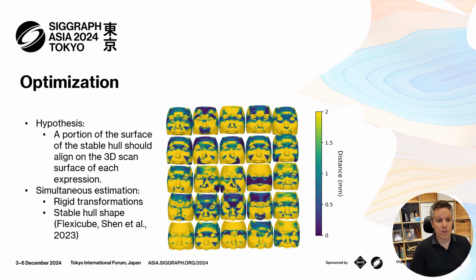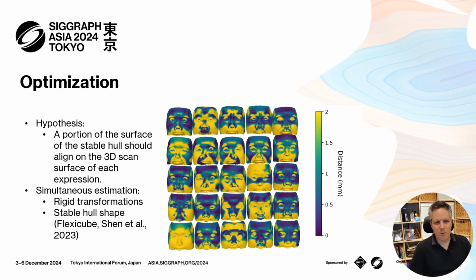Our optimization energy is based on the hypothesis that a portion of the surface of the stable hull should align on the 3D scan surface of each expression. The justification is that when doing expressions, muscle and other tissues move around. They can change thickness everywhere all at once. For example, raising eyebrows makes the forehead thicker, but it exposes the brow ridge bone. We optimize all expressions' rigid transformations and the stable hull shape simultaneously using the PyTorch Adam implementation. The stable hull is computed with FlexiCubes, a differentiable isosurface extraction method of Shen and colleagues.